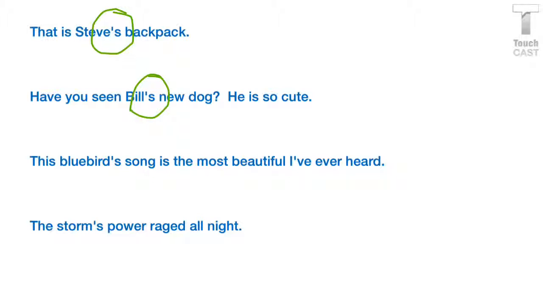The bluebird's song is the most beautiful I have ever heard. Bluebird possesses the song. He owns the song. And then final example here, the storm's power raged all night. Notice that the storm is not a person or a thing like a bird. It's not a living thing. But the storm can still own something. The storm possesses the quality of having a strong power, the storm's power.